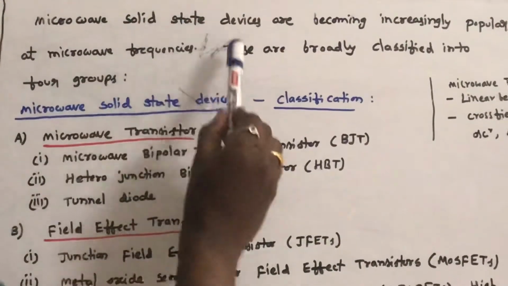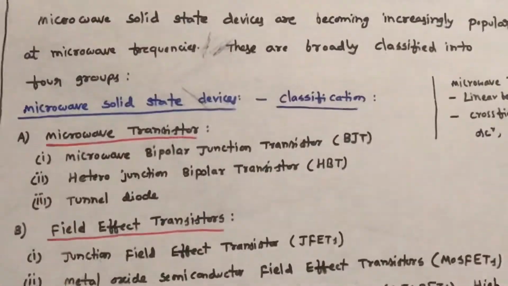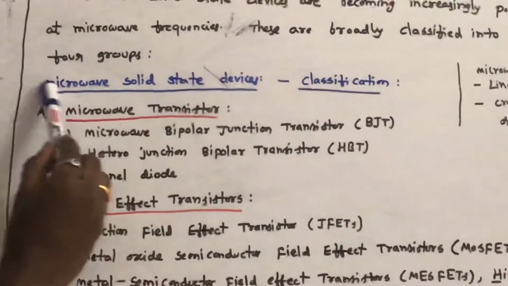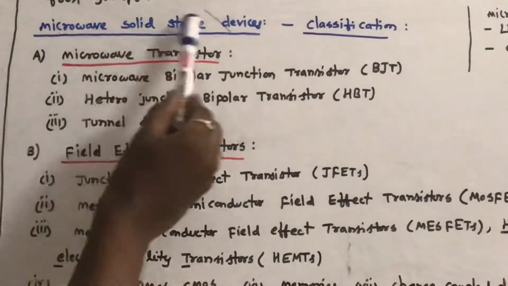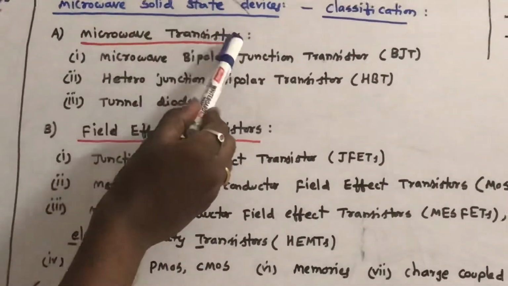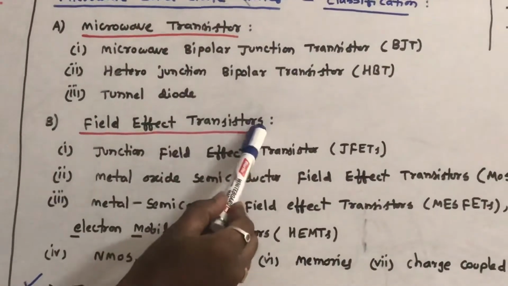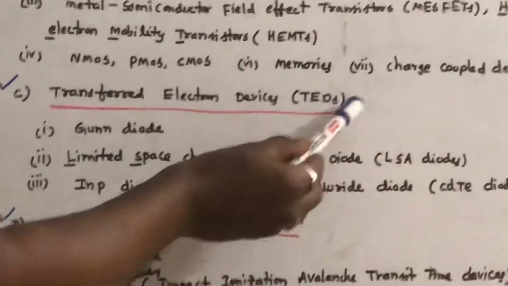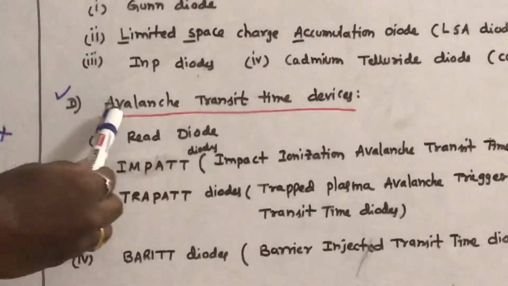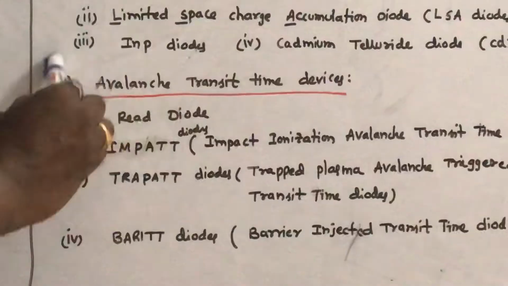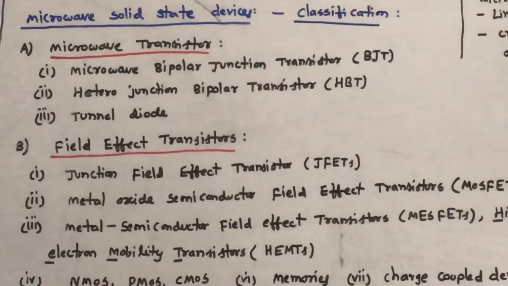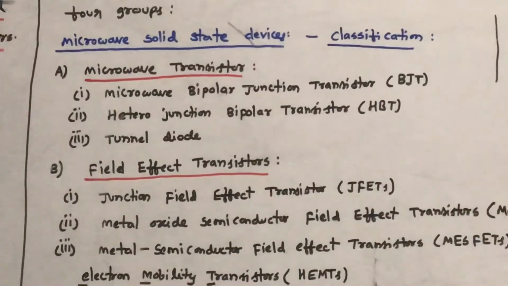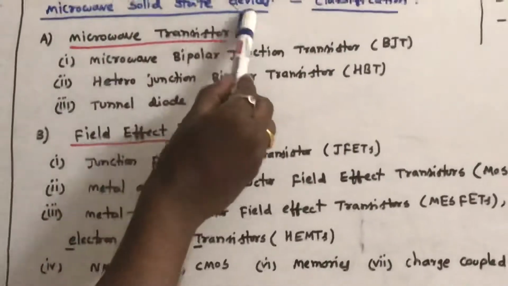These microwave solid state devices are broadly classified into 4 groups. Let us see the microwave solid state devices and their classification. They are classified into microwave transistors, field effect transistors, transferred electron devices, which are very important in this unit 6, and avalanche transit time devices, which are also very important in this unit 6. So these are the 4 classifications of microwave solid state devices.